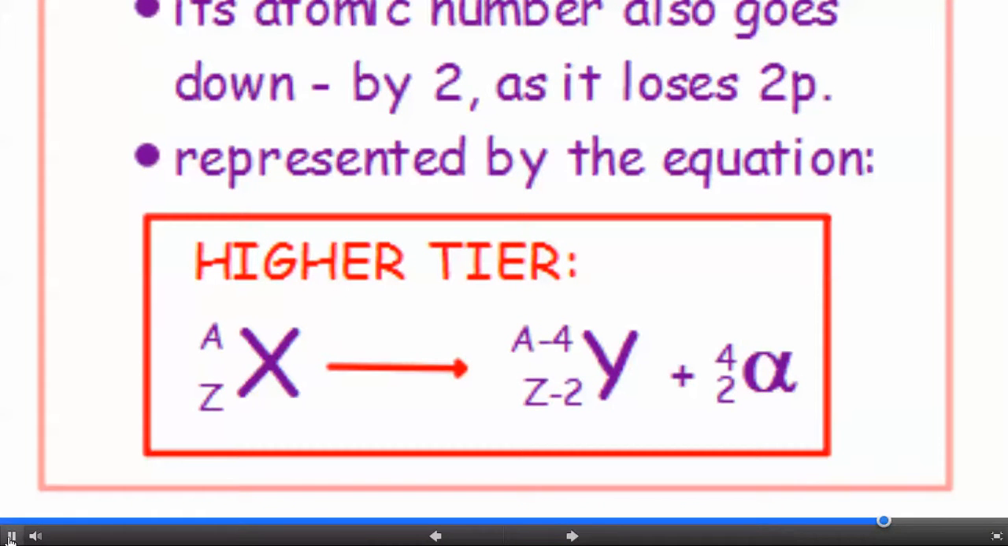Now, if you're doing higher tier, then you need to be able to work with this equation and show what happens if a particular atom breaks down by alpha decay. So atom X, whichever one you're given, with an atomic mass of A and atomic number of Z, will decay to form atom Y with a mass of the original number minus 4 and a proton number or atomic number of the original number minus 2. And don't forget, at the same time as that, an alpha particle is emitted, so you have to say plus alpha particle.